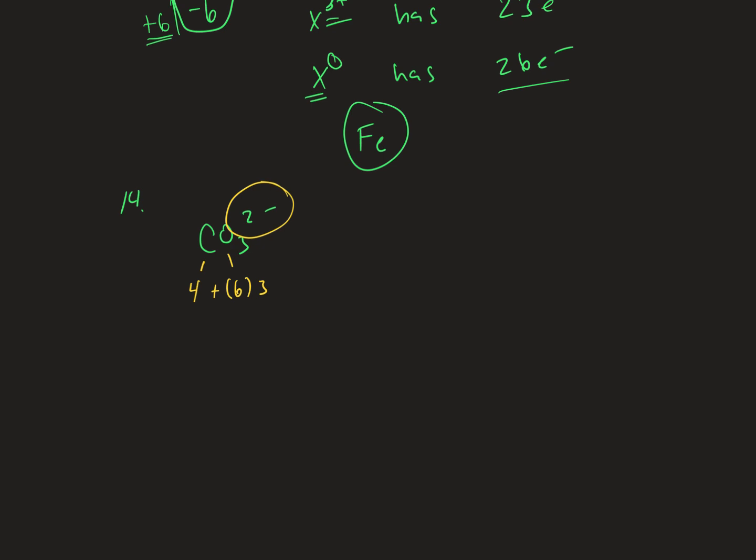What do we do with this charge? Negative means we added, gained electrons. So we gained 2 electrons. So that's a total of 24. Good?